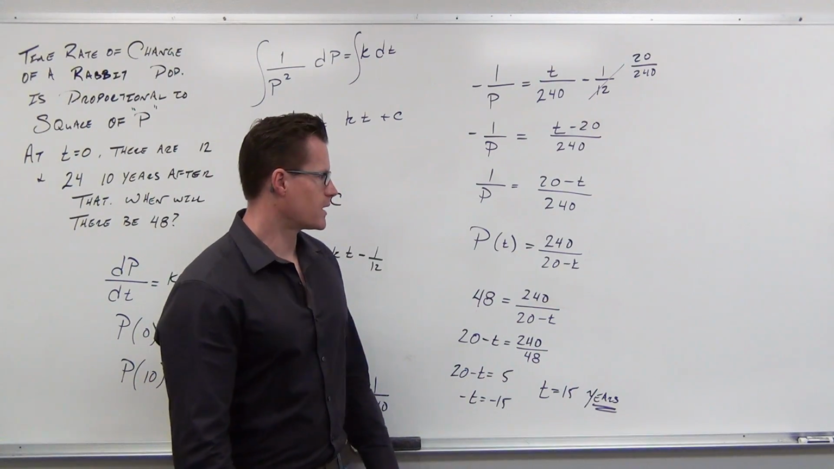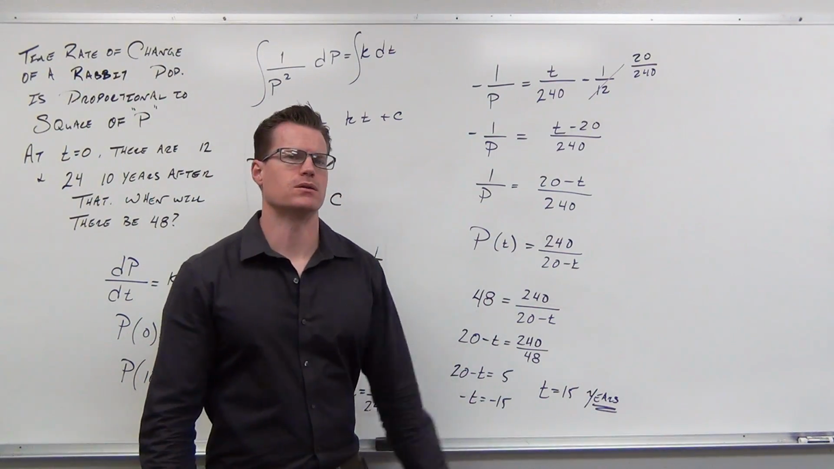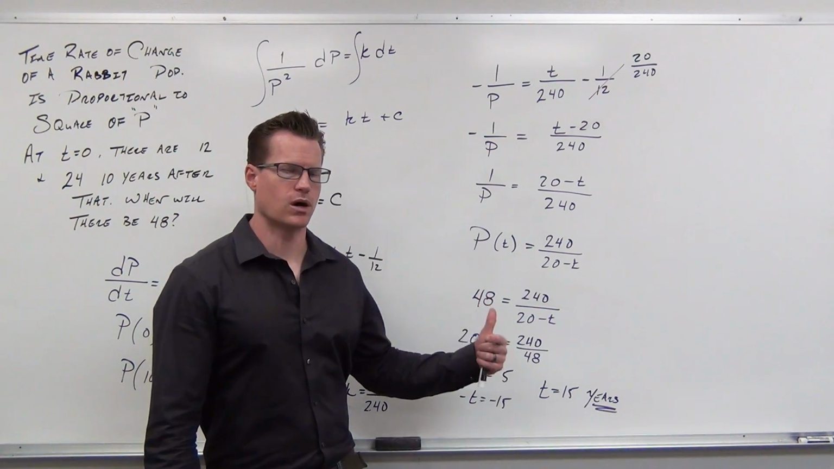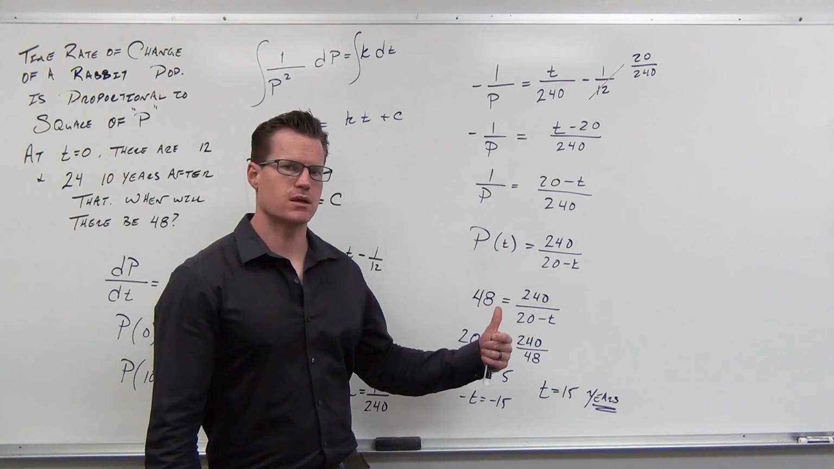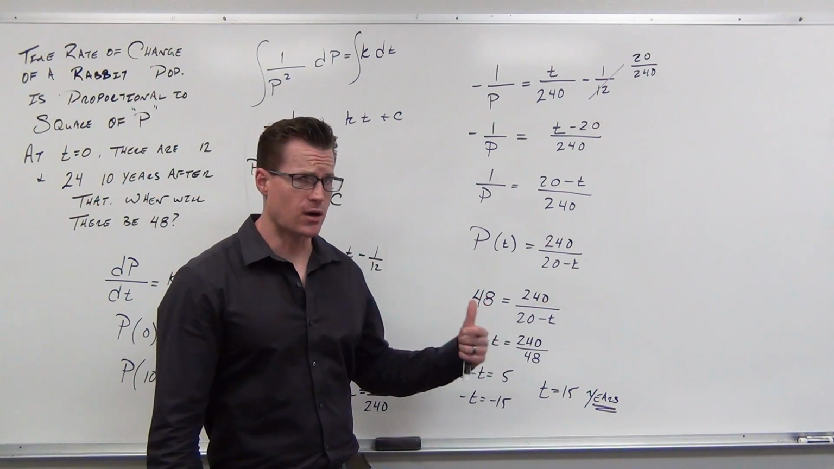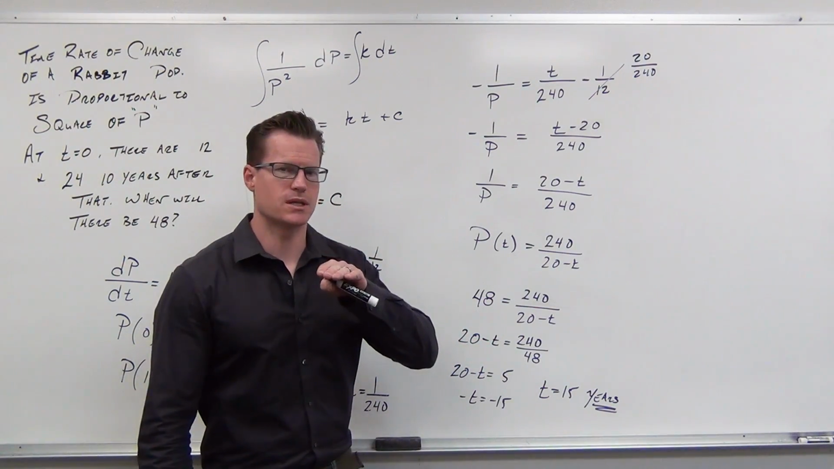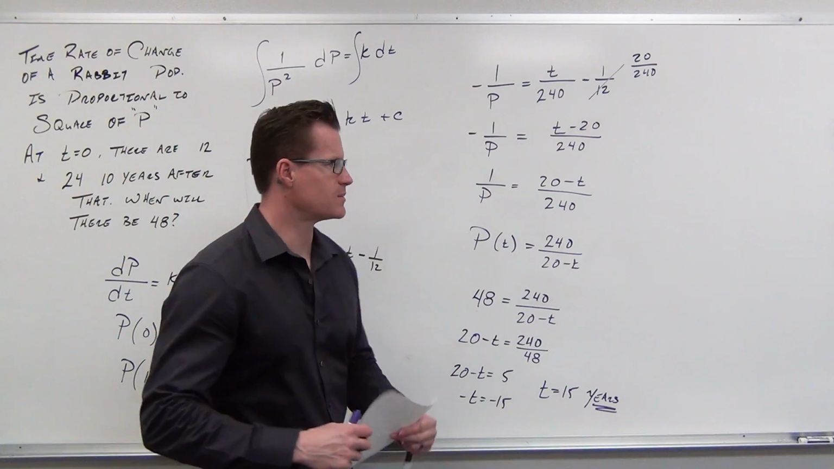So in 4 more years, that 48 is going to start exploding. What about in like 19.9 years? Let's see, 20 minus 19.9 is 0.1. 240 divided by 0.1 is 2,400 bunnies. So it took a long time to get there. This is very slow growth at the beginning.